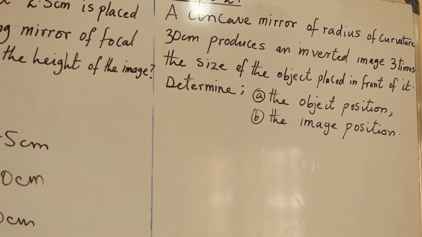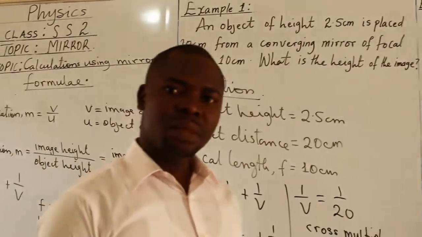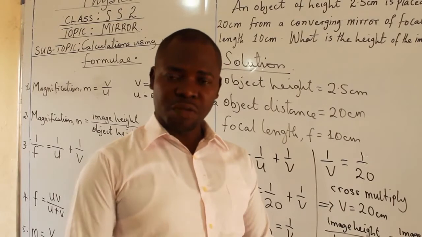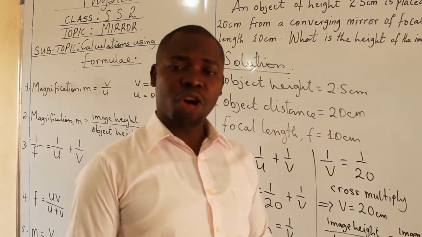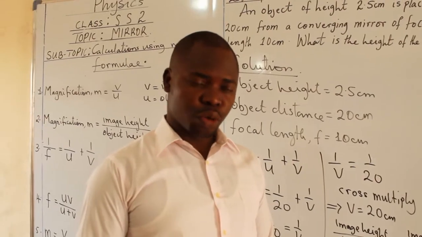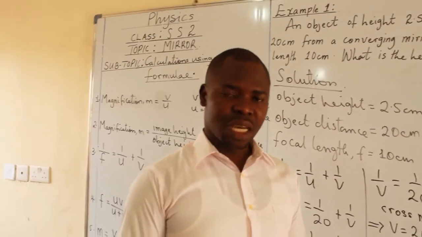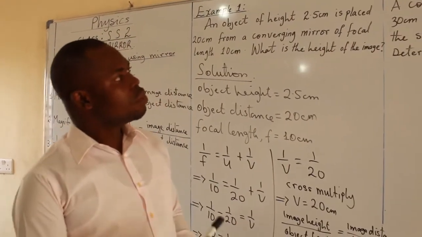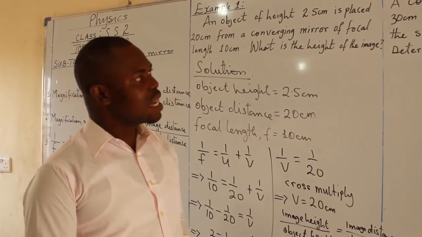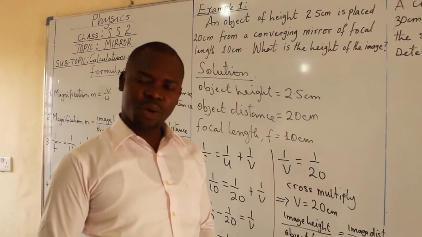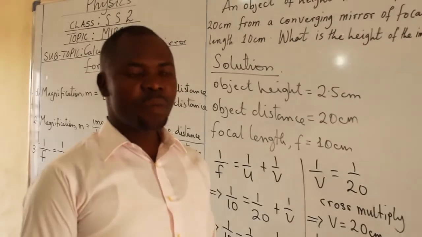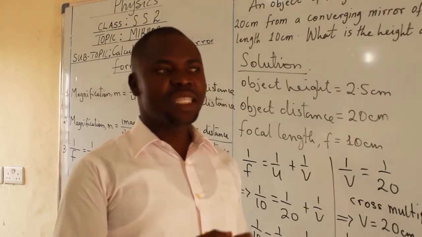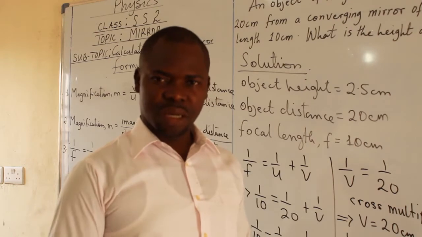Let me quickly remind you here that concave mirror and converging mirror, they are the same thing. Another name for concave mirror is converging mirror, while another name for convex mirror is a diverging mirror. So you should be able to understand the differences and also the similarities. Now, in this case, we were also told that the image produced was 3 times the size of the object. What does that mean? That is magnification. It therefore means that the magnification is 3. So if the magnification is 3, then it means the image is 3 times the object.